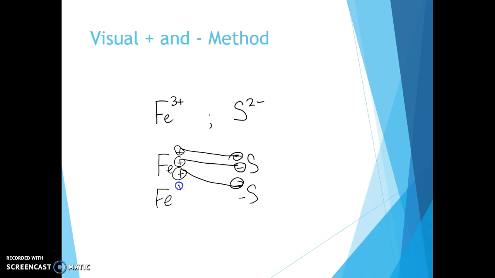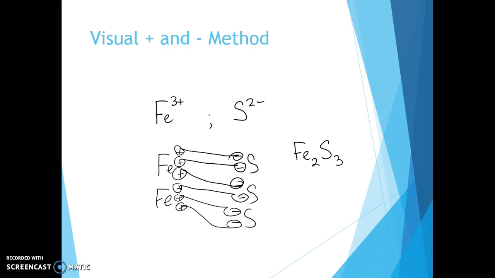So we go back to Fe. For every plus, there is a minus. Well, now we have extra plus. For every plus, there is a minus. Well, now we can see that the formula is Fe2S3.